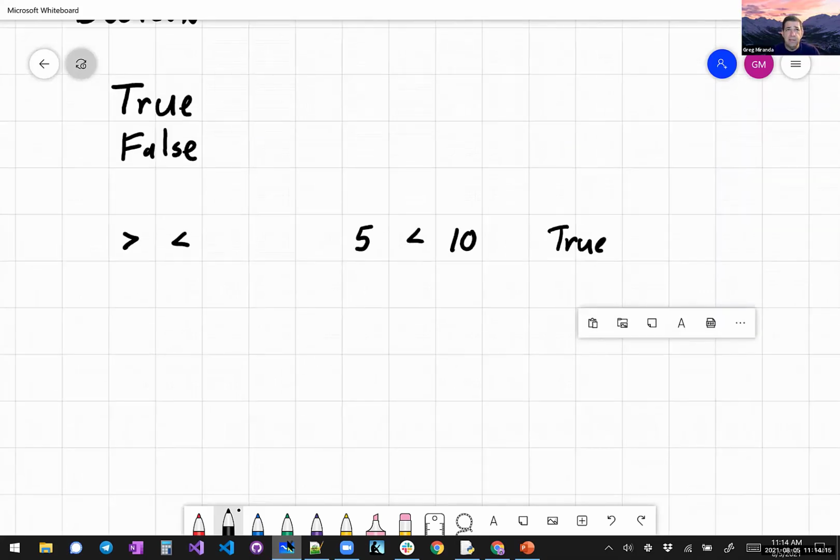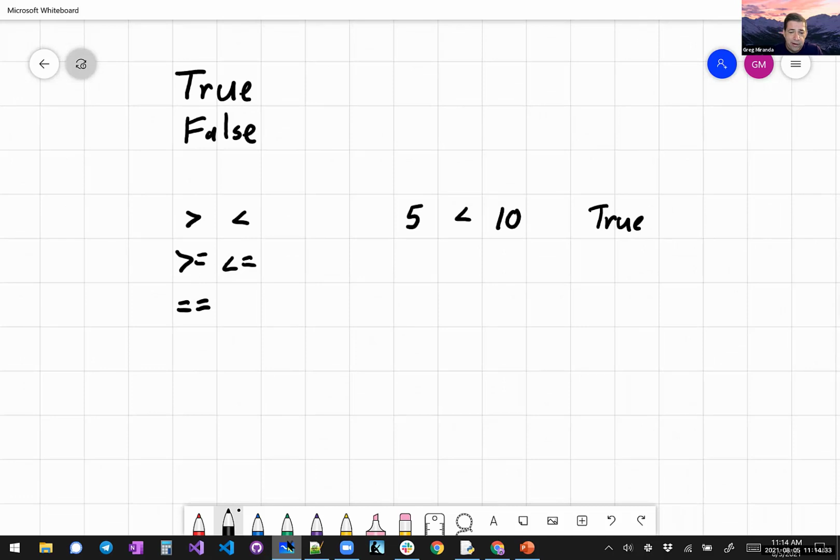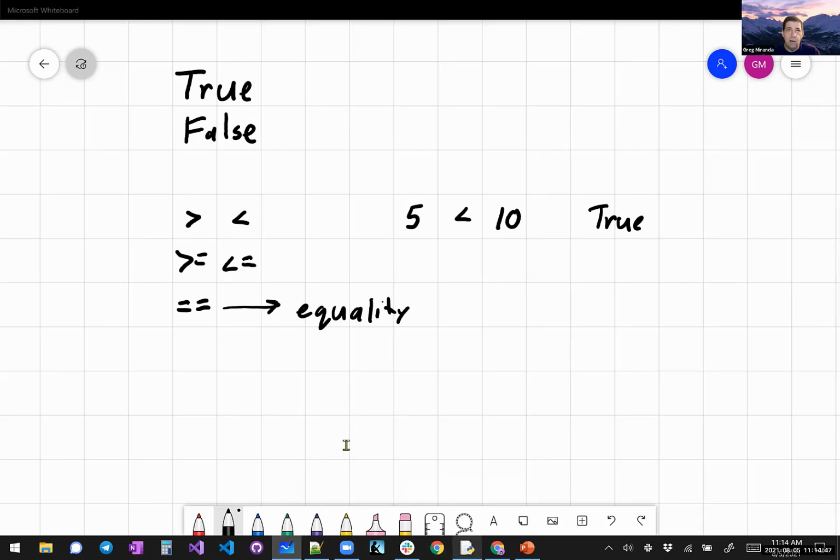We could do other things as well. In addition to greater than and less than, we also have greater than or equal to, and less than or equal to. We also have a comparison operator called double equals. Notice that I put 2 equal signs. That's called the equality operator, for checking to see if 2 numbers are identical. It is not a single equal. Single equal is an assignment. Double equal is equality.